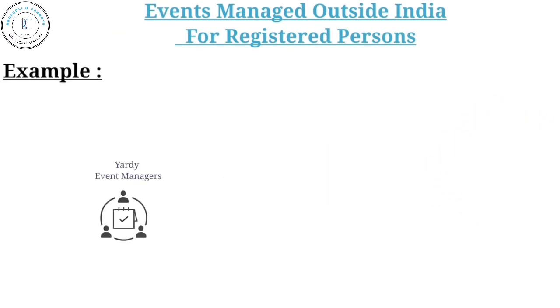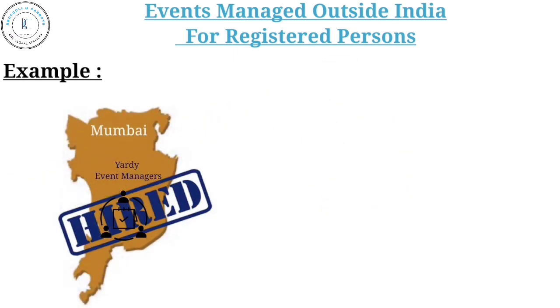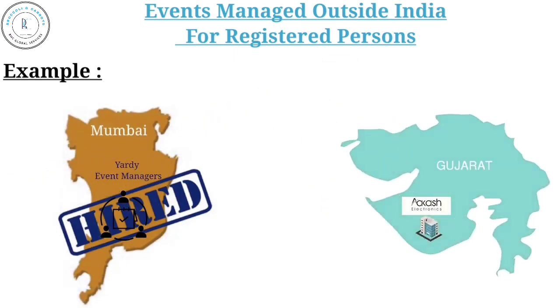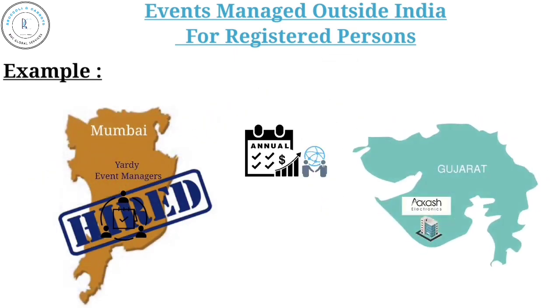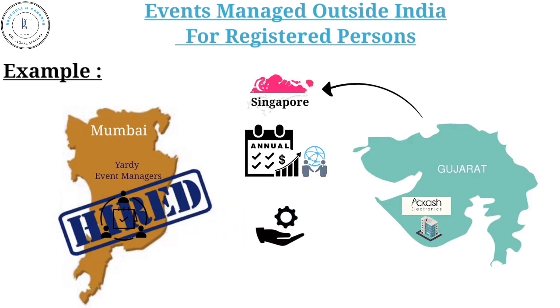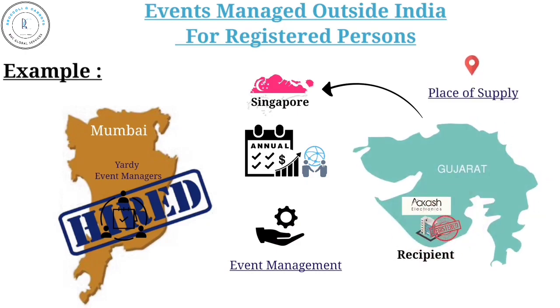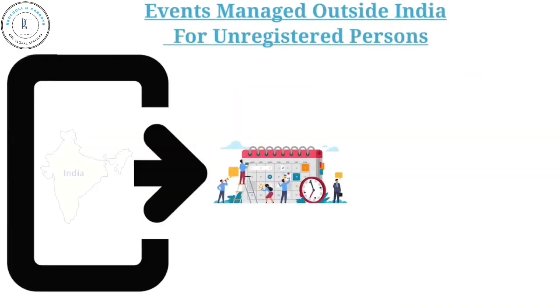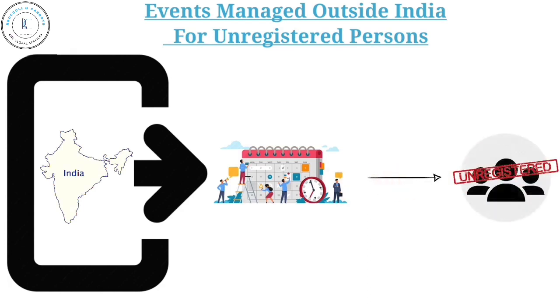Example: Yardi Event Managers, Mumbai, is hired by Akash Electronics, Gujarat, to organize their annual business collaboration event in Singapore. Supply of service: event management. Place of supply: Gujarat. Since the recipient is a registered person, location of recipient is the place of supply. Location of event is immaterial. GST: IGST. Events managed outside India, for unregistered persons.